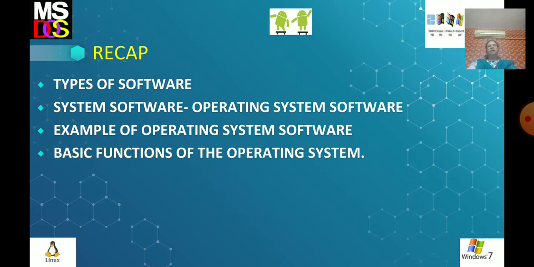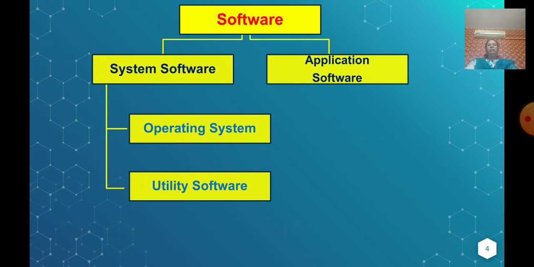In the last session we learned what is software. Software is the collection of programs that tells the computer to perform operations like input, processing and output. And we have learned different types of software, right? We learned what is operating system software, examples of operating system software, and the basic functions of the operating system software. Okay, now we will move into utility software.